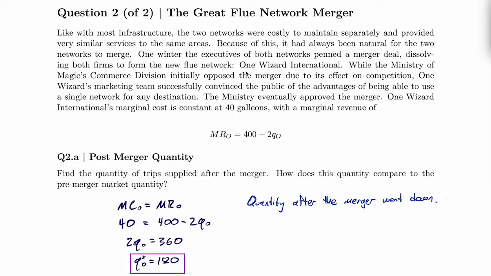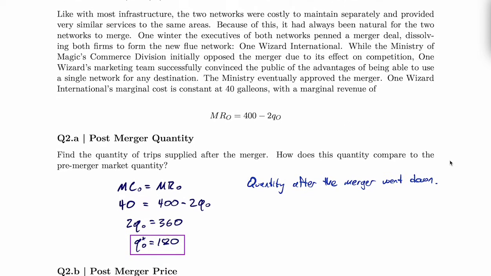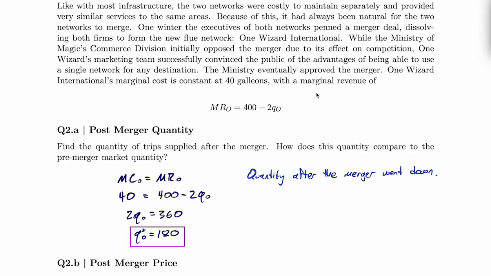So we're forming a new Flu network, which is One Wizard International. The ministry made an argument here about the effect on competition, but One Wizard lobbied the government to allow them to pass this merger.